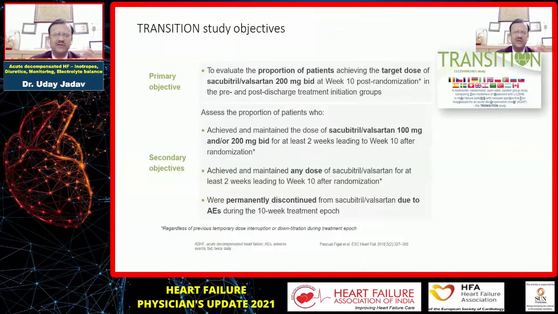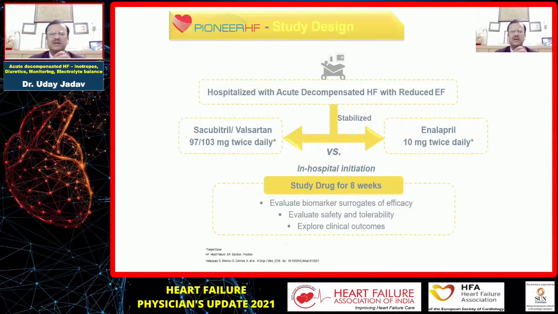Now, this is a couple of years since the slides are on. TRANSITION and PIONEER tried to look at, can you achieve the target dose at 10 weeks post-randomization? Yes, of course. A majority of the patients could maintain it for at least 2 weeks, leading to 10 weeks after the randomization. There are very few patients who went off the drug. And also, the biomarkers, NT-proBNP, got so much better and lowered. Safety and tolerability were better over 8 weeks. So now, there is a way to initiate sacubitril valsartan in patients with acute heart failure.